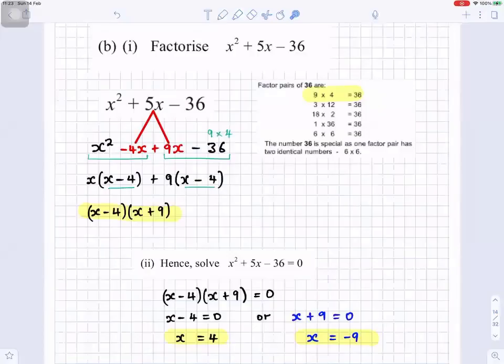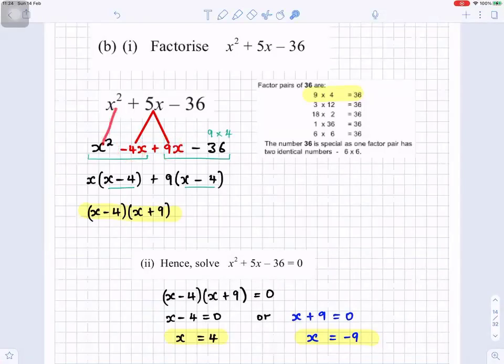Part B, factorize x squared plus 5x minus 36. What we want to do, we want to find all the factors of 36. And I've listed them there. 9 times 4, 3 times 12, 18 times 2, 1 times 36, 6 times 6. We want to choose one of the pairs of factors which would add to make 5. We can use 9 and 4, but we have to make the 4 minus. So minus 4 plus 9 is 5. It's the same as 9 minus 4.